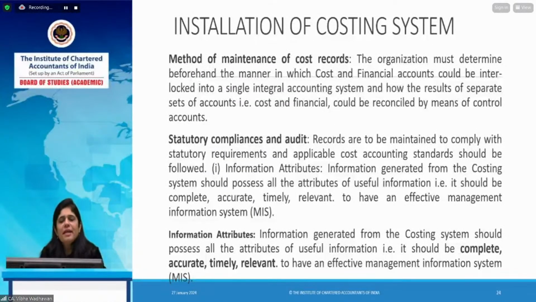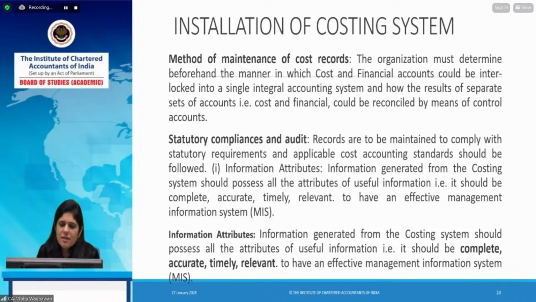Method of maintenance of cost records. The organization must determine which cost and financial accounts should be interlocked. You will understand this when we do the cost accounting system: whether you want one set of accounts, with cost and financial integrated into one account only, or you want different cost accounts and different financial accounts. So accordingly, the costing system should be there. Clear? The management has to decide whether you want one system or different systems.